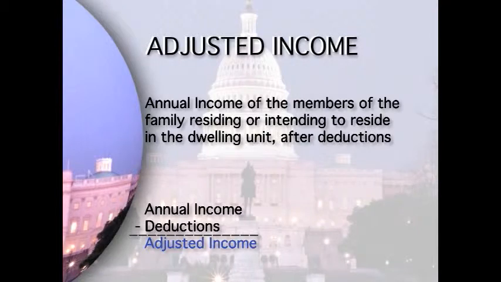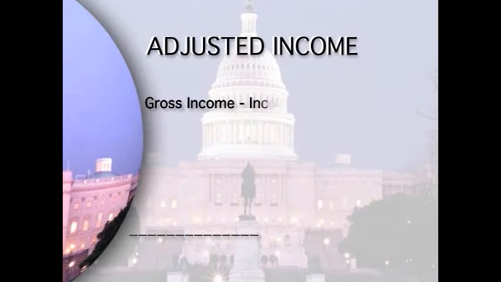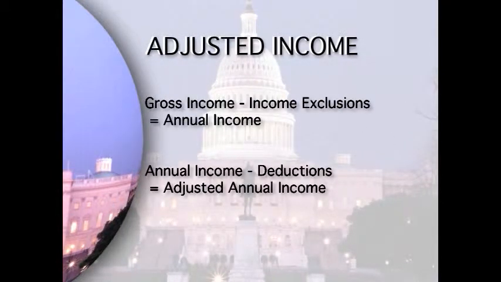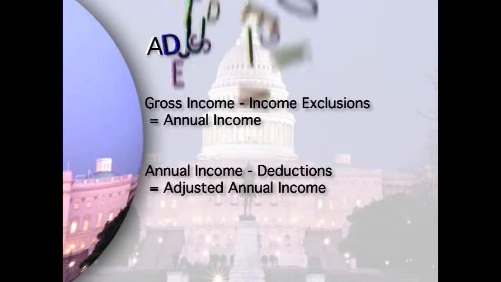Adjusted income begins on or about page 77. Adjusted income means annual income of the members of the family residing or intending to reside in the dwelling unit after deductions. In other words, annual income minus deductions will give us an adjusted annual income figure. In our calculation, we first take gross income, subtract out the income exclusions to get annual income. Next, we take the family's annual income, subtract out the deductions to arrive at an adjusted annual income figure.